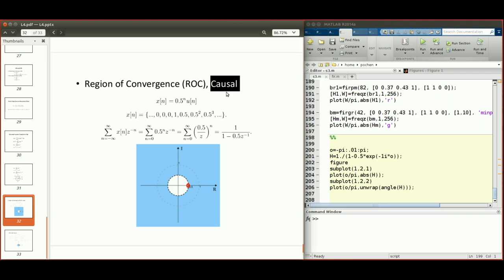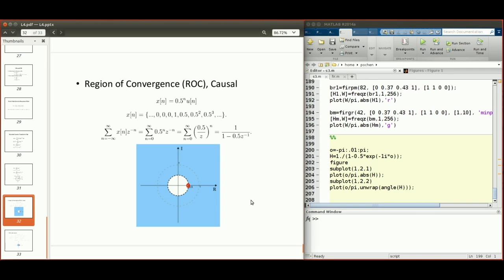And it's causal, and the region of convergence also contains the unit circle. Later on, we're going to look at this particular property. If the region of convergence contains the unit circle, it means that this particular system is stable. So if you think of x[n] as the impulse response of some kind of filter, then stability means that if your input signal is bounded, it doesn't have a ridiculously large amplitude, then the output signal is also bounded.